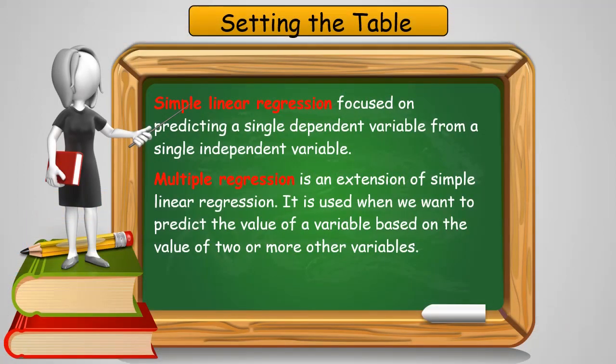Simple linear regression, the focus of our last few chapters, focused on predicting a single dependent variable from a single independent variable. Multiple regression is an extension of simple linear regression. It's used when we want to predict the value of a variable based on the value of two or more variables. So in this case, there's going to be multiple independent variables and a single dependent variable.